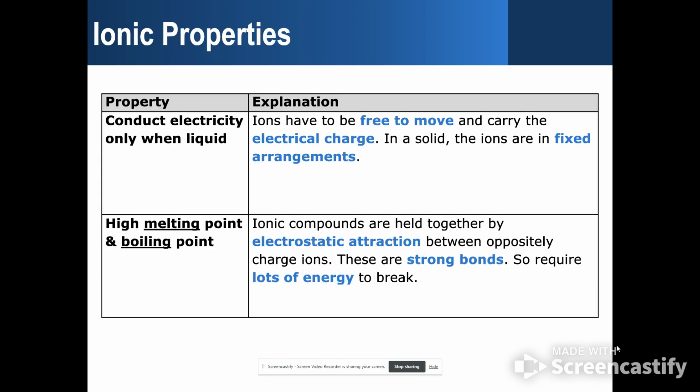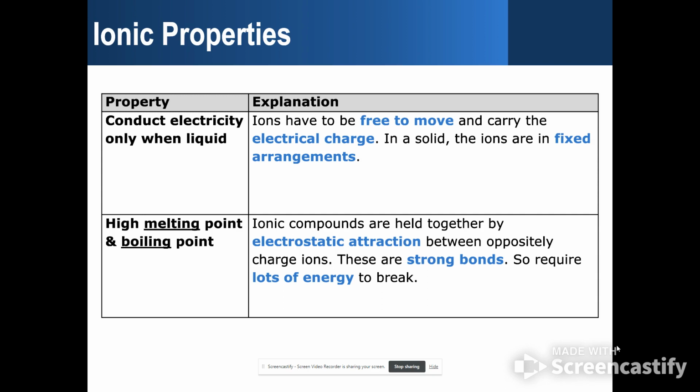The properties of ionic compounds is that they conduct electricity, but only when they're liquid. That means when they are molten or dissolved. The reason for this is that the ions have to be free to move to carry the electrical charge or the current. In a solid, the ions are fixed and therefore they can't carry that charge.